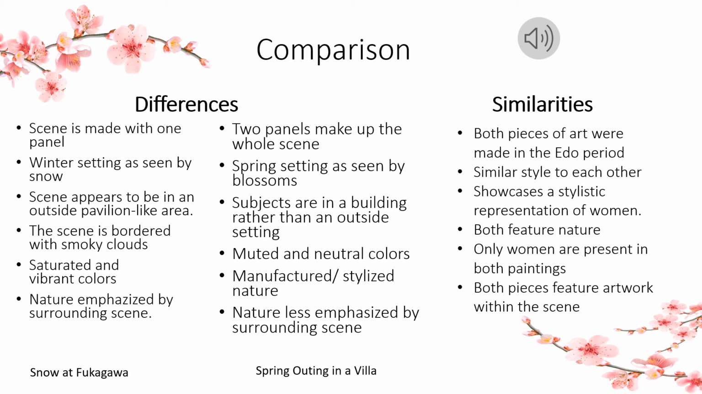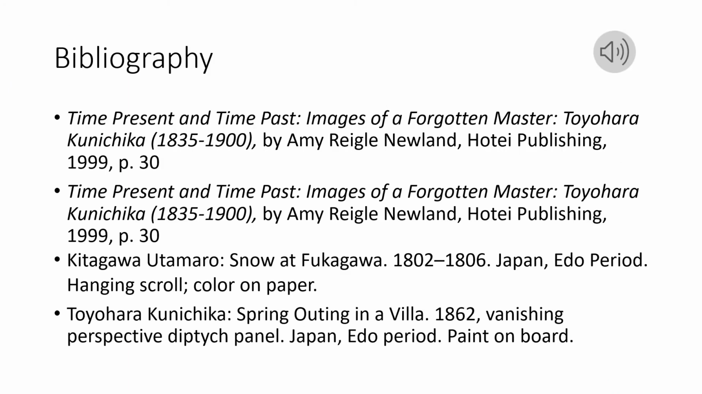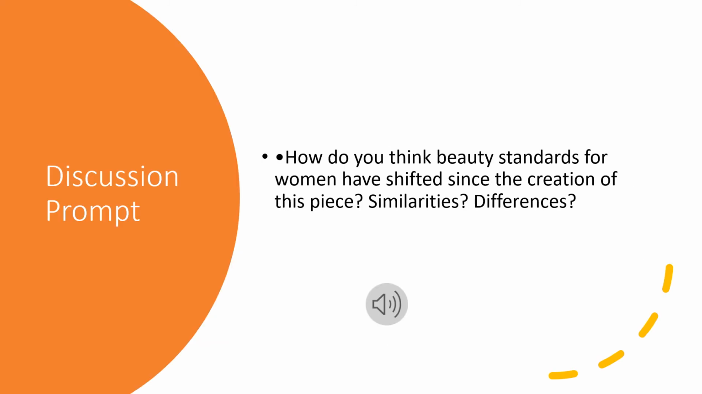And here's our bibliography. We used Time Present and Time Past, Images of a Forgotten Master, Toyohara Kunichika by Amy Reigle Newland for most of our information on this piece. Lastly, we will end our presentation with a discussion prompt.